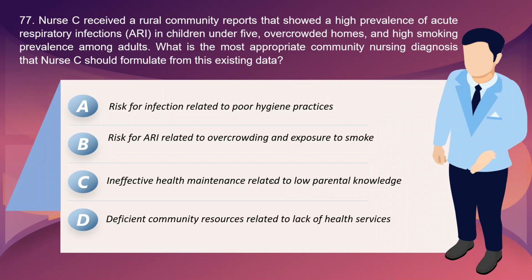So, of course, that's according to Maglaya. Community diagnoses link health problems with causative factors, and the data directly point to ARI risk from overcrowding and smoking exposure. So letter A is not specific because you talk about poor hygiene. Letter C is also not specific because you talk about parental knowledge. And letter D is not the focus of what is being asked because that is all about community resources. 77, letter B, risk for acute respiratory infections related to overcrowding and exposure to smoke.